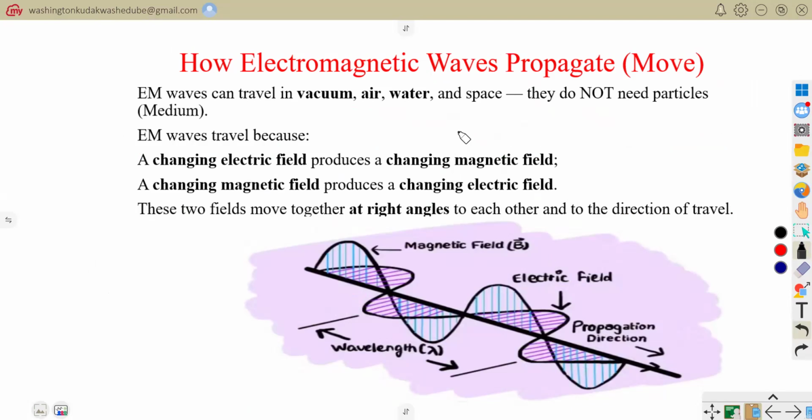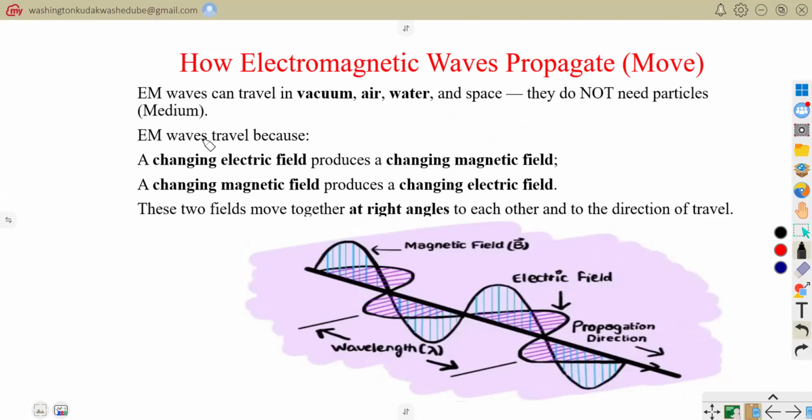So some of them would actually get to ask themselves, how do they move or travel or propagate, since you are saying that they do not require either a medium or else particles for them to move? So we are saying that these waves do not need particles. They can travel either in a vacuum, in air, water, or else in space.